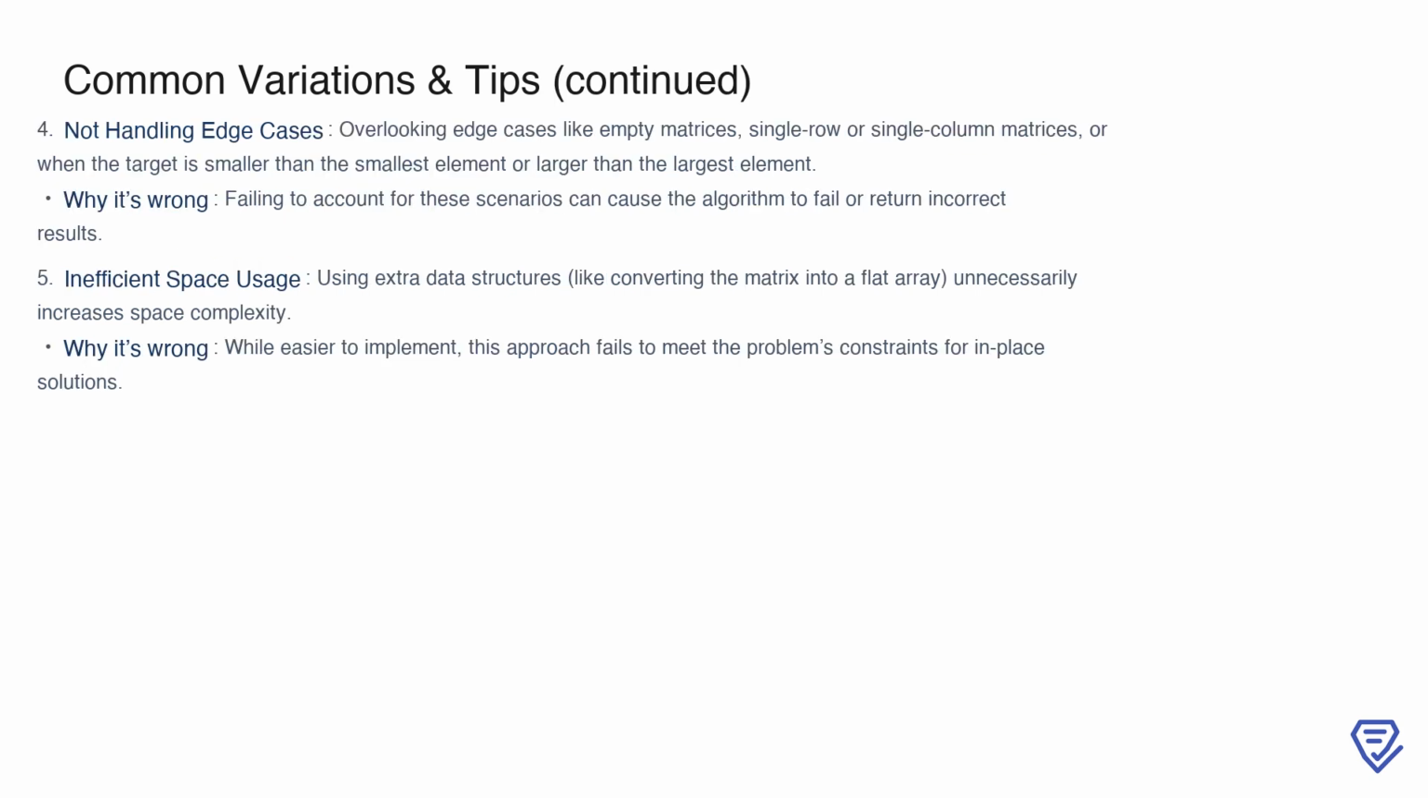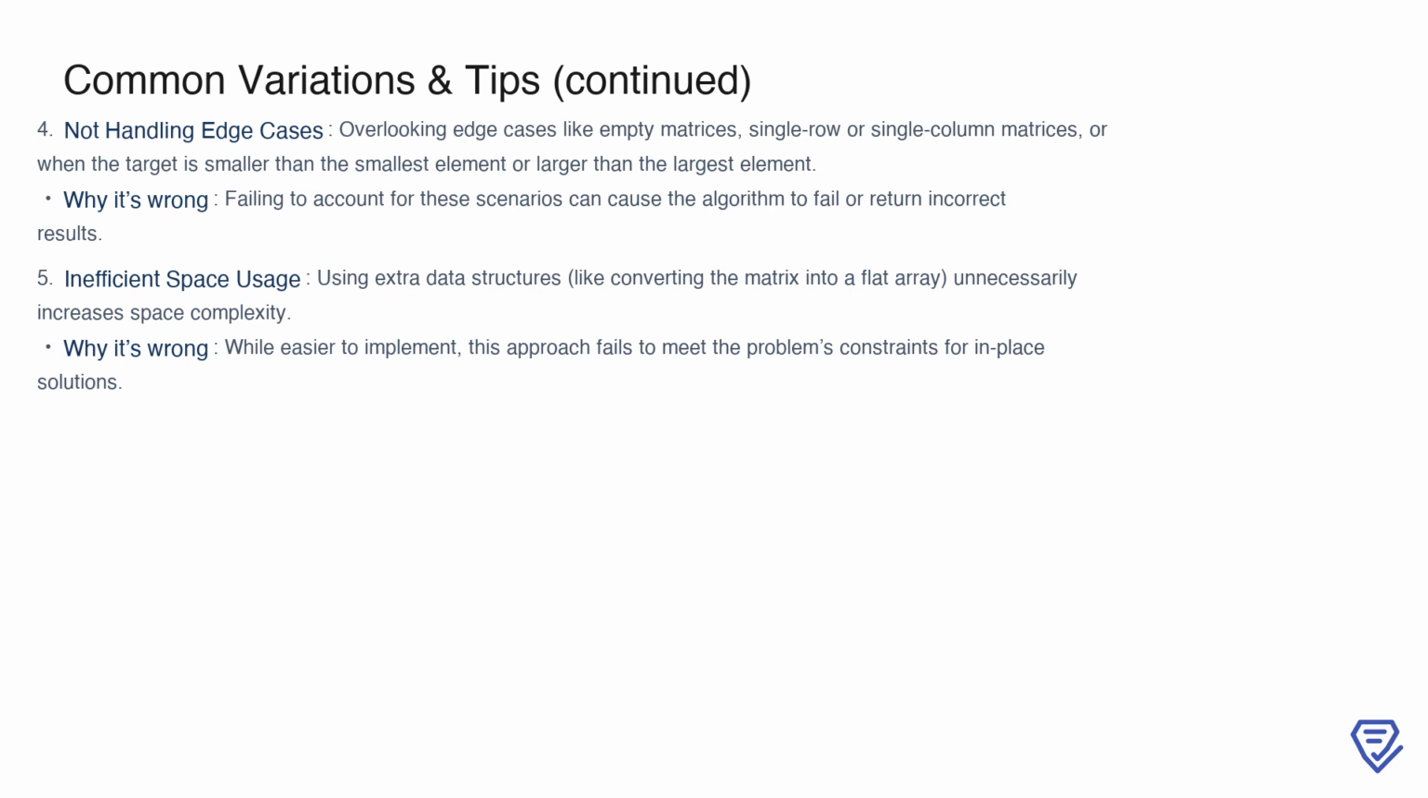Now, let's think about other pitfalls. One major issue is not handling edge cases properly. For example, what happens if the matrix is empty, or if it only contains a single row or a single column? Similarly, scenarios where the target value is smaller than the smallest element in the matrix or larger than the largest element are often overlooked. Ignoring these edge cases can cause your algorithm to fail or produce incorrect results.